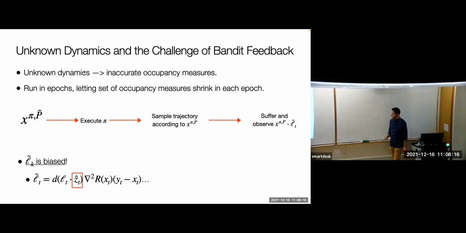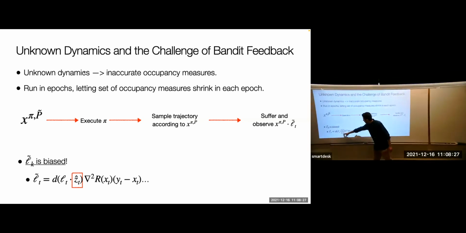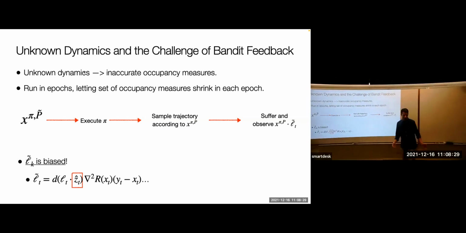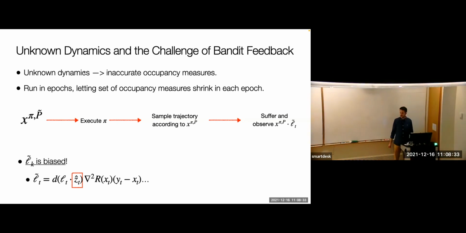As it turns out, with aggregate bandit feedback it's even worse, because now I have a bias in my estimate of the loss. If I had YT here, this would be unbiased, but I don't. I have some other vector which represents the trajectory that I saw in the MDP.